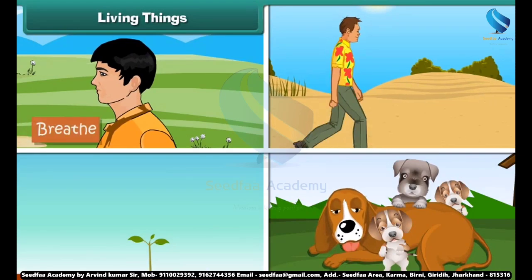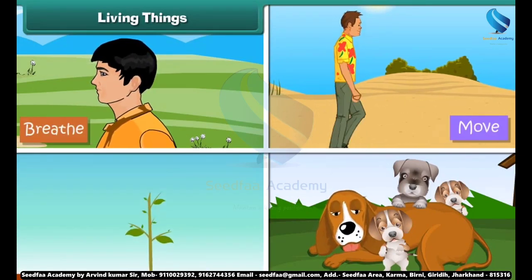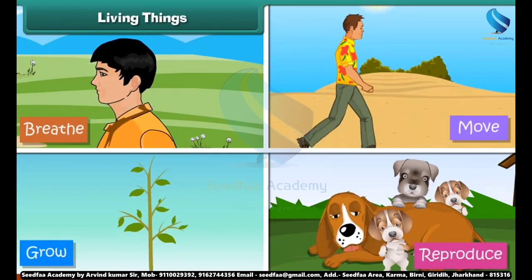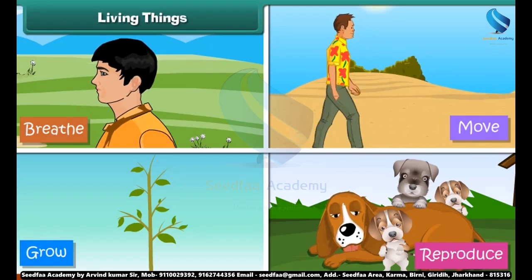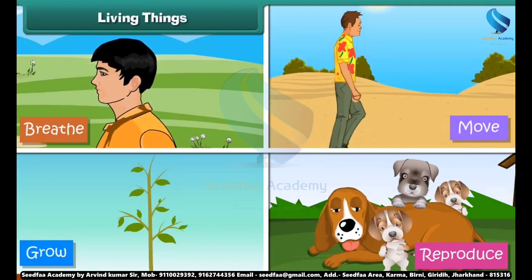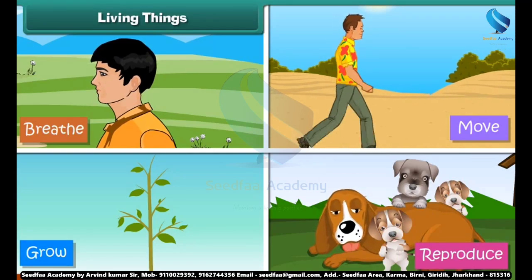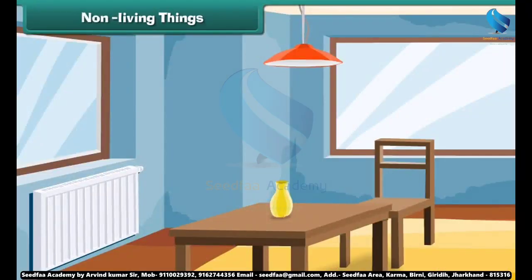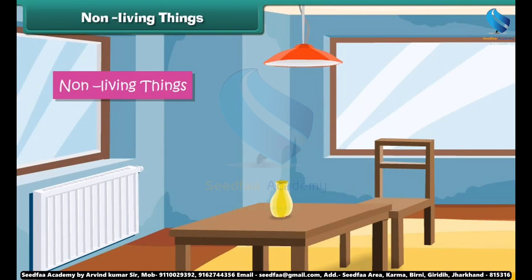Living things breathe, move, grow, and reproduce. Living things have sensation. They eat food and remove waste. Non-living things. Non-living things do not breathe, grow, and reproduce. They do not have sensation.